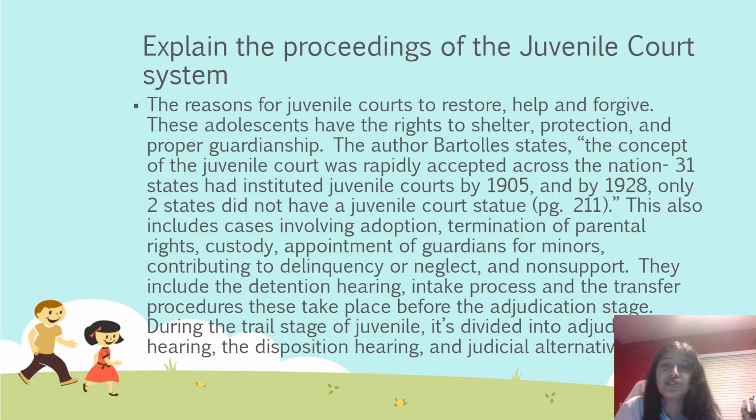Explain the proceedings of the juvenile court system. The reasons for the juvenile court are to restore, help, and forgive those adolescents who have the right to shelter, protection, and proper guardianship. The author Bartollas states the concept of the juvenile court was rapidly accepted across the nation. 31 states had instituted juvenile courts by 1905. And by 1928, only 2 states did not have a juvenile court statute.